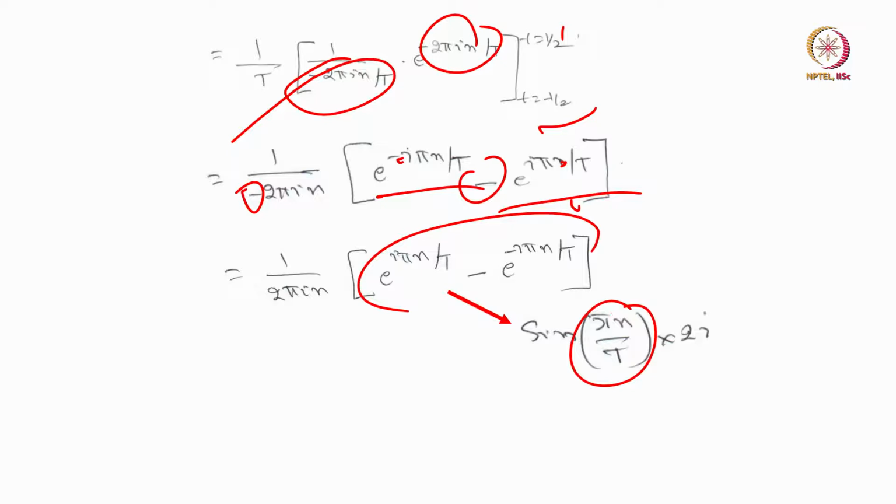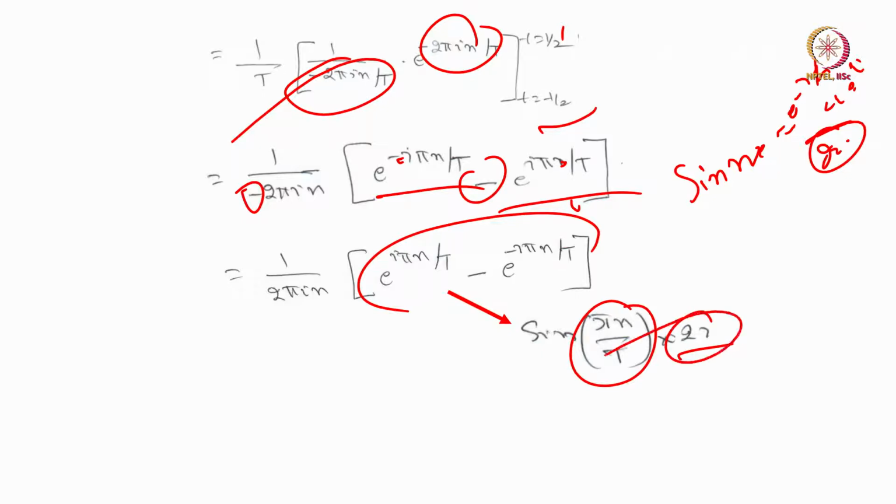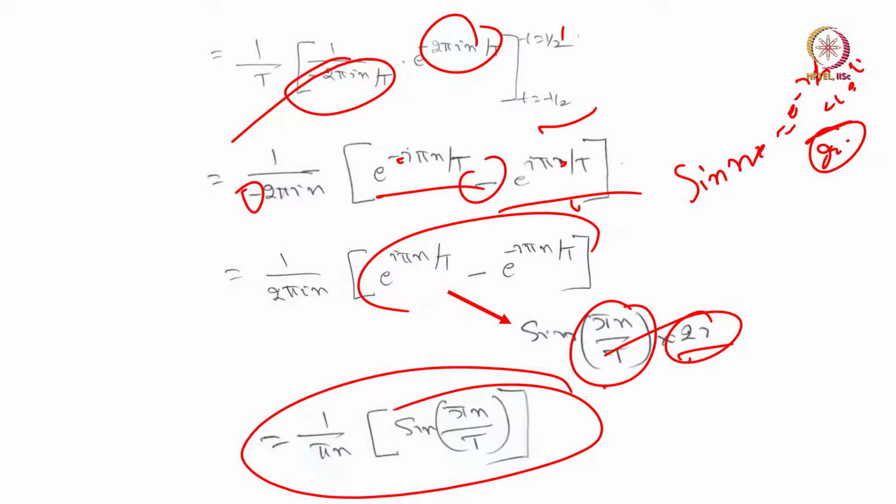This can be written as sin(πn/t) into 2i. This is a simple trigonometric operation which we discussed already. Otherwise, sin nx, I told you, is e to the power of minus it plus e to the power of plus it over 2i. So if you want to express this, it can be written as sin(πn/t) into 2i. In simple form it turns out to be 1 over πn sin of πn over t. This is a simple expression.